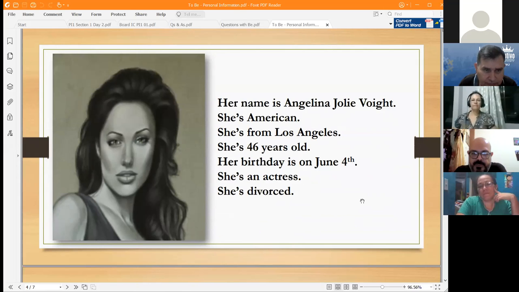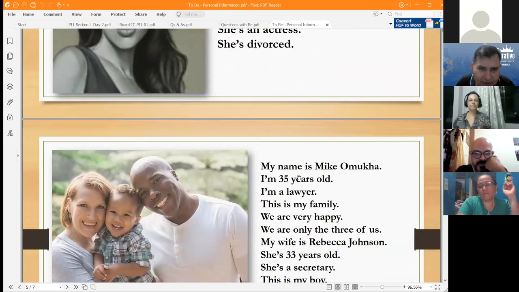Her name is Angelina Jolie. She's American. She's from Los Angeles. She's 46 years old. Her birthday is on June 4th. She's an actress. She's divorced. Excellent. Okay. Let's see.